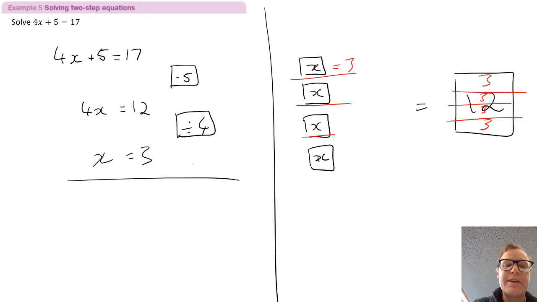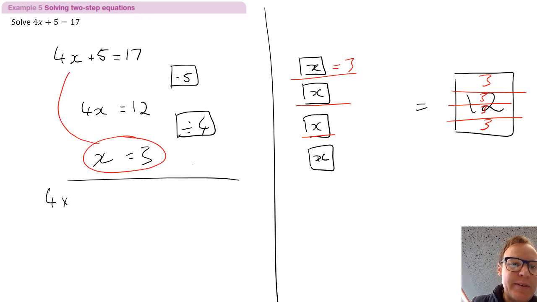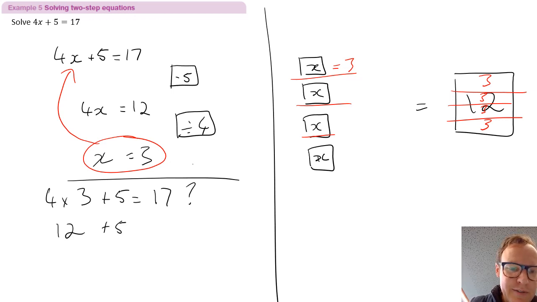Once again, go back and check your answer. Okay, so taking my 3, putting it back in here for x, 4 times 3 plus 5 equals 17. Does it? Well, let's have a look. This is the same as 12 plus 5. And 12 plus 5 is equal to 17. 17 equals 17. Tick. We've checked our answer.